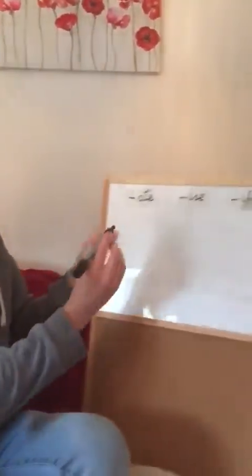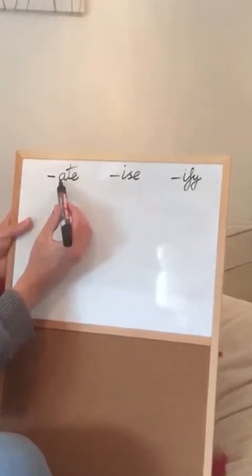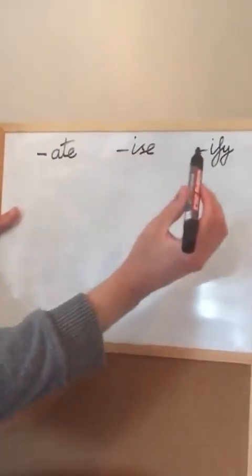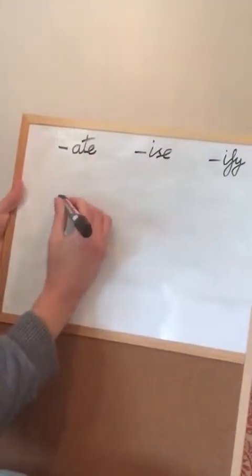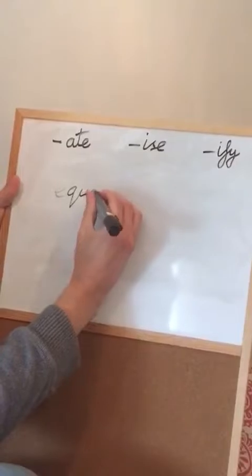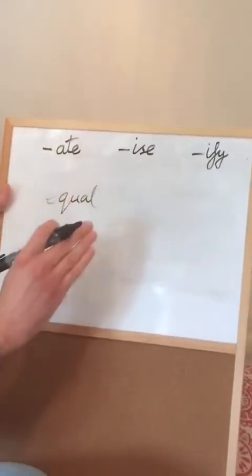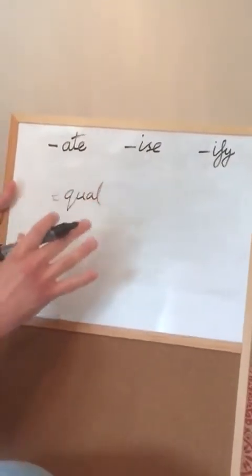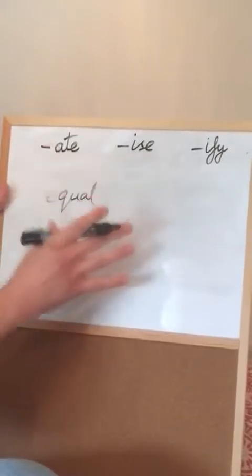For the spelling focus, we're going to be looking at how we can convert nouns and adjectives into verbs. And we can do that by using these three suffixes. So I've got ate, ise, and ify. I'll give you an example of what we can do. So the word equal is an adjective. I use the word equal to tell me when things are the same.